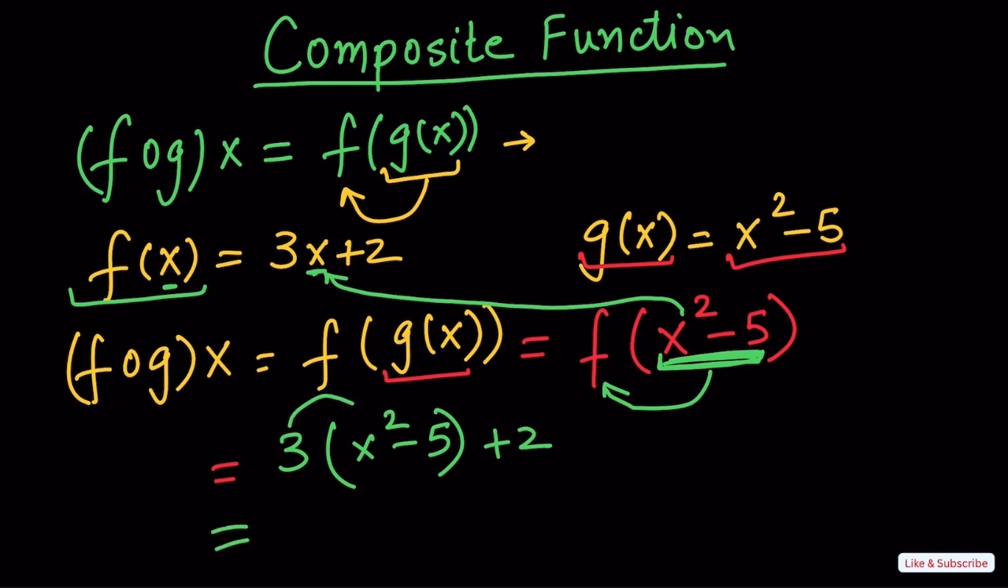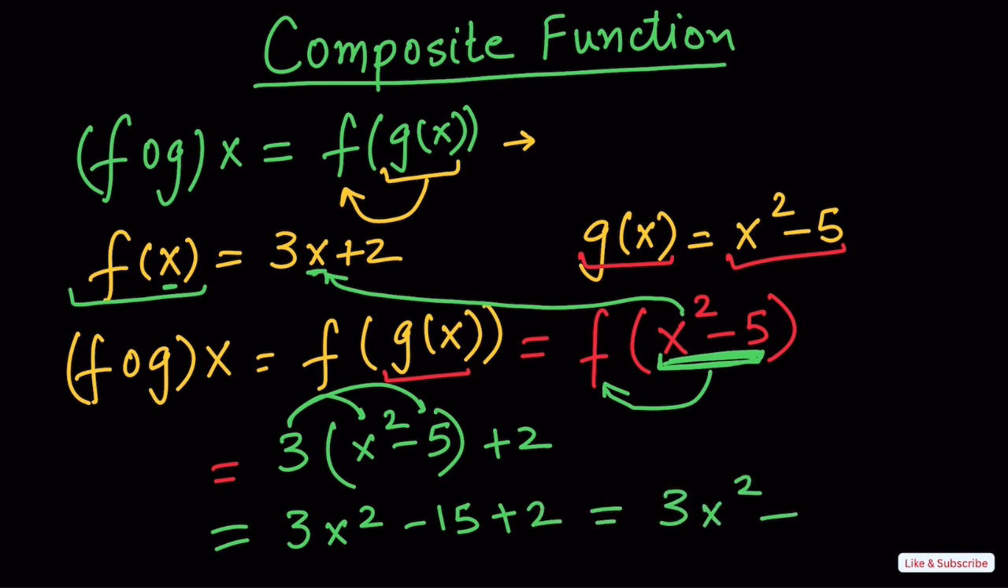Now apply the distributive property. 3 times x squared is 3x squared. 3 times negative 5 is negative 15, plus 2. And the answer came out as 3x squared minus 13. That is the answer for this.